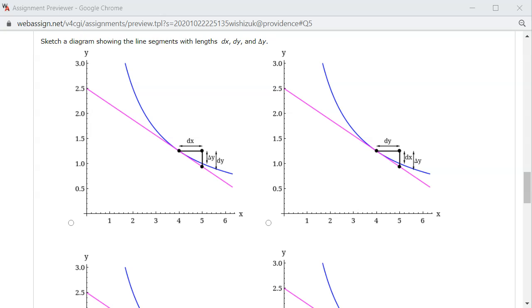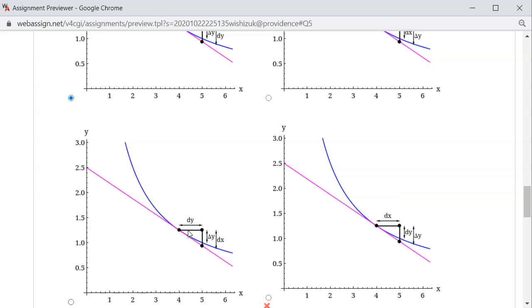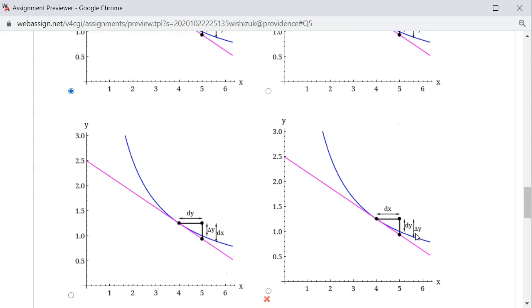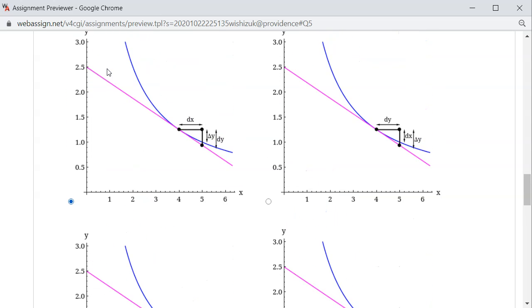Now we just have to pick the correct picture. Let's see. This is the first one. Dx is in the right place, and delta y uses the actual graph and dy is using, actually this is the correct one, right? Let's look at the other ones for the heck of it. Second one, dy is not right, you're looking at the horizontal difference, so that's wrong. And the same reason for the next one, so that's not it. This one is promising, but when you do dy, you have to actually use the tangent line, so this is not correct. So the first one is the correct picture.